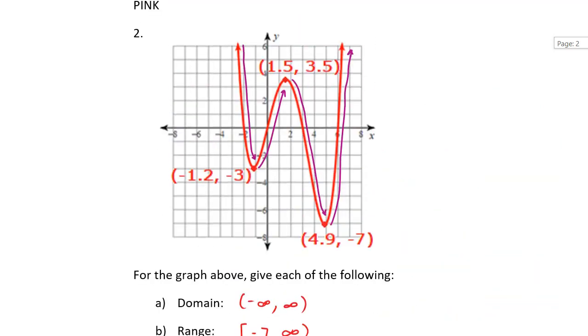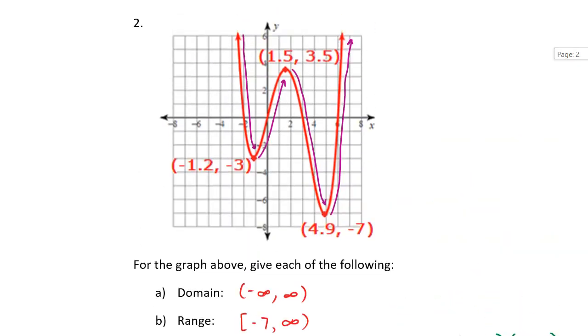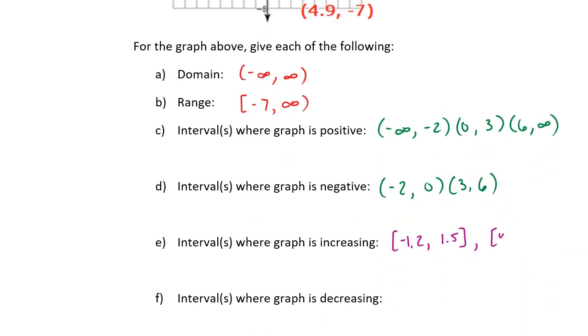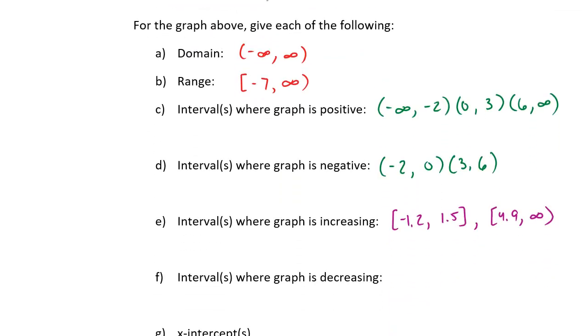So starting where it's increasing, that was from negative 1.2 to 1.5. And then it was also increasing from 4.9 to infinity. And where is it decreasing? Well, it's decreasing from negative infinity to negative 1.2. Whoops, we can use a bracket there. And then it's also decreasing from 1.5 to 4.9.